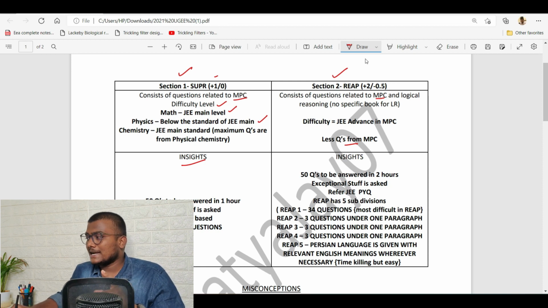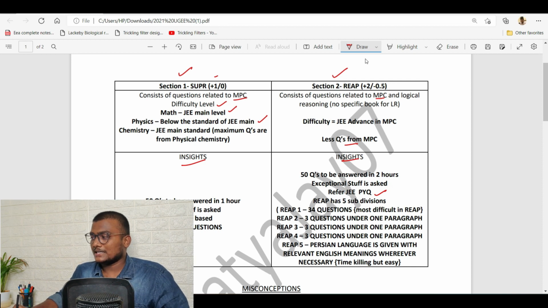When it comes to insights of this particular section 2 REAP, 50 questions are to be answered in 2 hours. First 50 questions will be in 1 hour, and second 50 questions will be in 2 hours. Exceptional stuff is asked. Refer to JEE PYQs, mainly the JEE Advanced PYQs. REAP has 5 subdivisions again. In that, the first 34 questions are the most difficult in REAP, according to his experience.